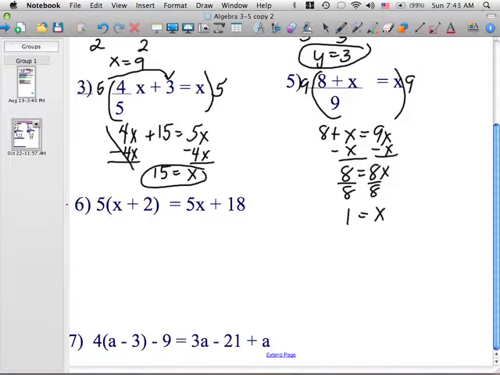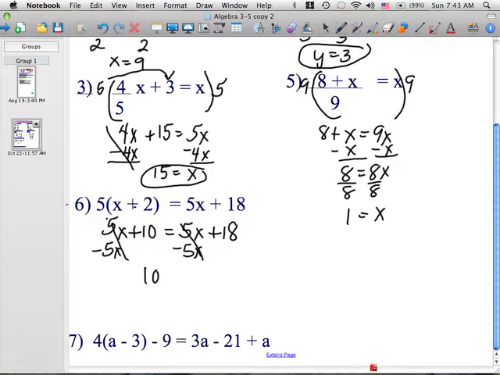Example 6, get rid of the parentheses, so we have 5x plus 10 equals 5x plus 18. Trying to get the x's on one side, we would subtract 5x, and what happens is the variable is eliminated and we get 10 equals 18. So once I get numbers without any variables, I can tell if the statement is true or false. In this case, it's false. So no matter what number you put in for the variable x, there's nothing that will work, so there's no solution.